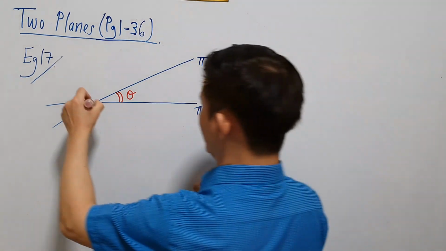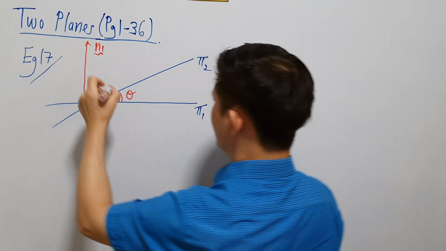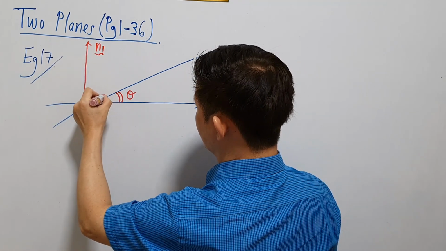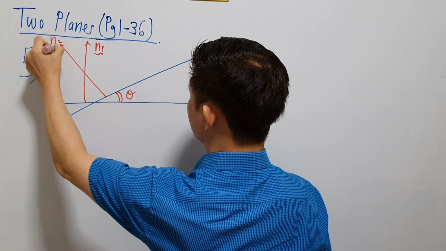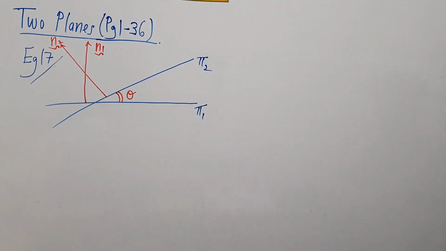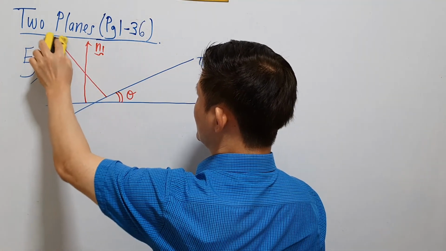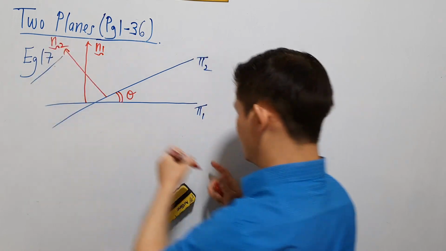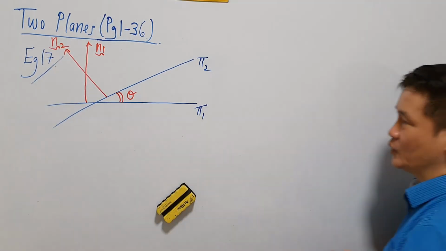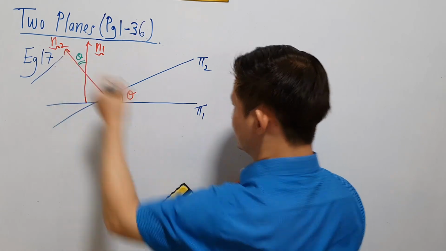Supposedly the first plane has a normal vector that's like this, and then the second plane has a normal vector that's like this. Right? Then, using simple geometry, you will be able to tell quite quickly that this angle that is between the two normal vectors, this angle is also theta.